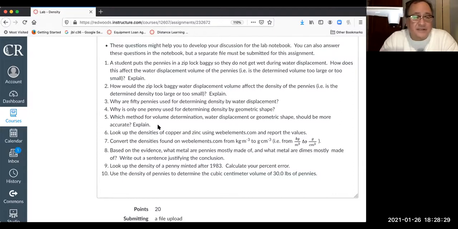You would say, well, the density would be too small. Explain. Well, density is, we would say, inversely proportional to volume. Since the volume is too large, the density would be too small.